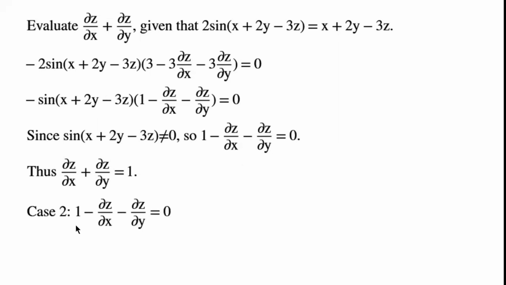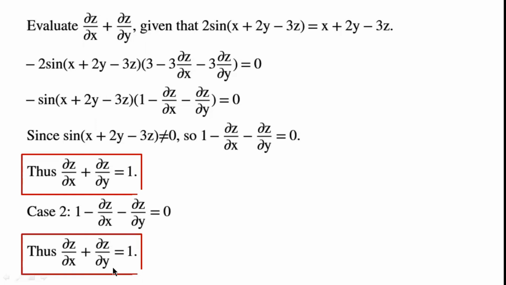Case 2: 1 − ∂z/∂x − ∂z/∂y equals 0. Thus, ∂z/∂x + ∂z/∂y equals 1 by rearranging the equation. So in both cases, ∂z/∂x + ∂z/∂y equals 1.